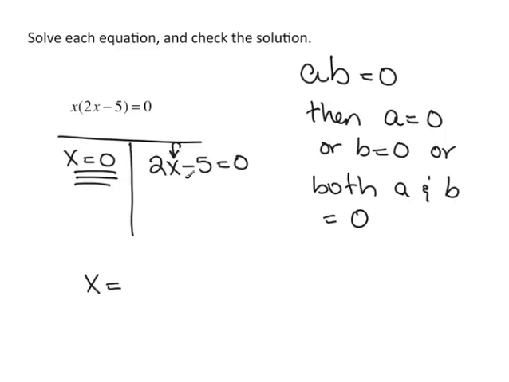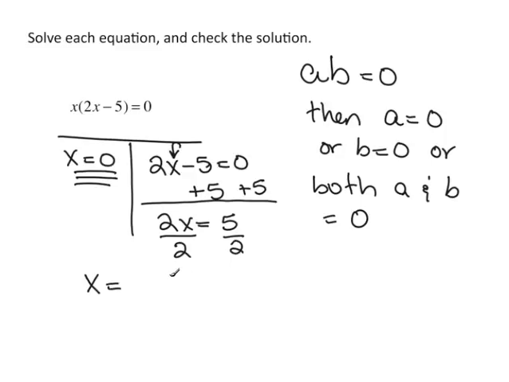And here we're solving for x, so we need to undo what's being done. So we move the 5 to the other side by doing the opposite. So we're going to add 5 to both sides. We get 2x is equal to 5. And then here x is being multiplied by 2, so we need to undo that by dividing by 2. So then we get x is equal to 5 halves. So this is our answer. x is equal to 5 halves and x is equal to 0.